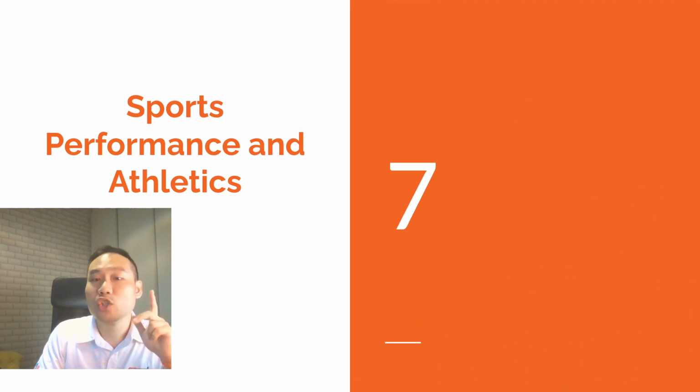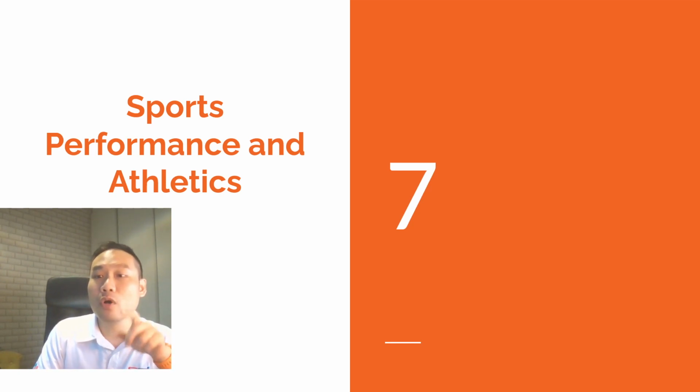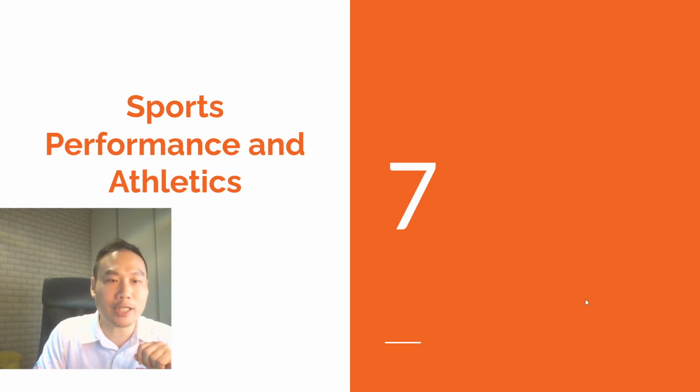Number 7. Sports, performance, and athletics. Athletes and coaches use gradients to optimize training. For example, when a runner trains on a track with varying gradients, they can work on their speed and endurance. Uphill sprints challenge different muscles than downhill sprints, and gradients offer a range of intensity for targeted training.